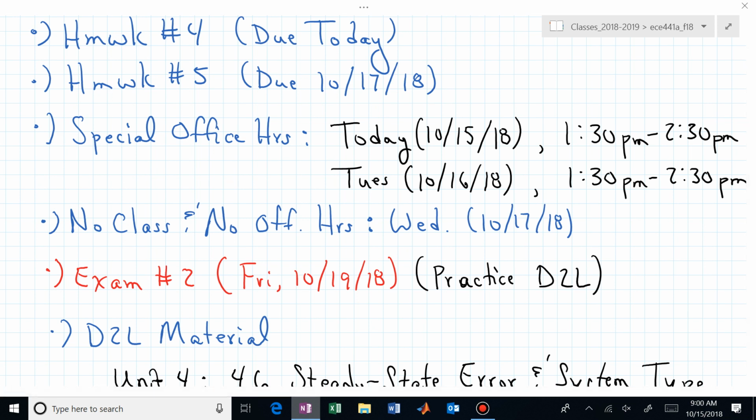This is exam week for this particular class. Hopefully, if you're hearing that for the first time, it gives you a few days to get ready. Exam number 2 is on Friday. Before that, you actually have a couple of homework assignments that are due. Today, homework number 4 is due, and homework number 5 is due on Wednesday.